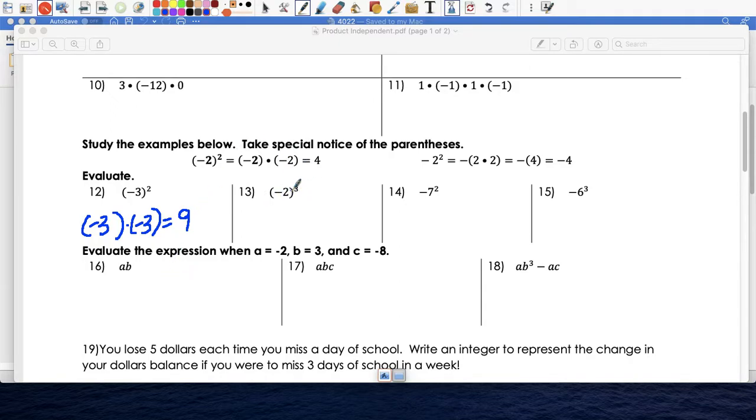Repeat the 3 and the negative 2. So we get negative 2. Everything in the parentheses is multiplied by itself, in this case, 3 times. We have an odd number of negatives, so my answer is going to be negative. 2 times 2 times 2 is just 8.